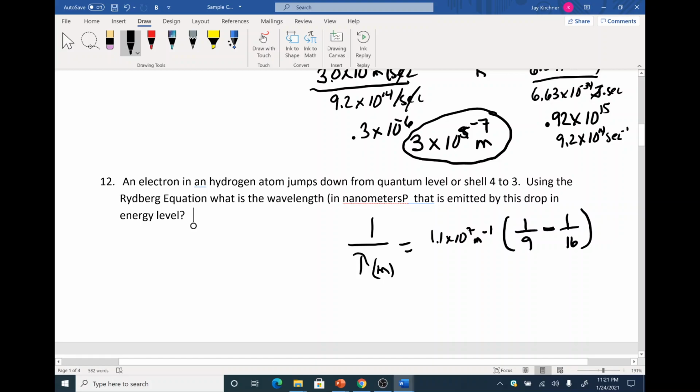Using the Rydberg wavelength in nanometers. So after you get this one though, how do you go from meters to nanometers? When you use the Rydberg, you get your wavelength in meters. What you do is you multiply it by 10 to the 9th nanometers per meter. So you need to make the number bigger because you're going to a smaller unit.